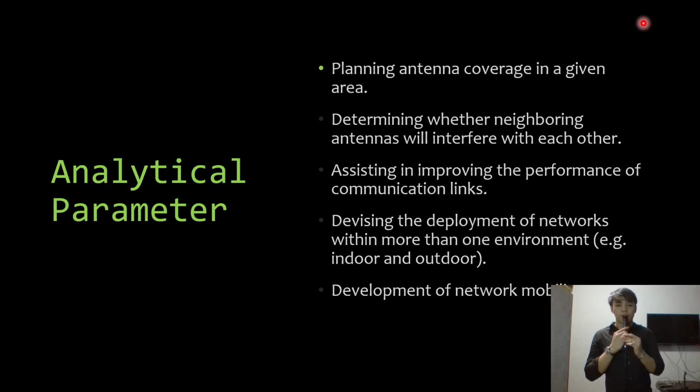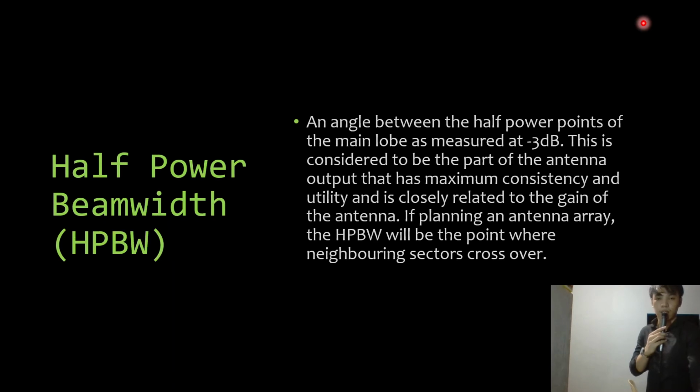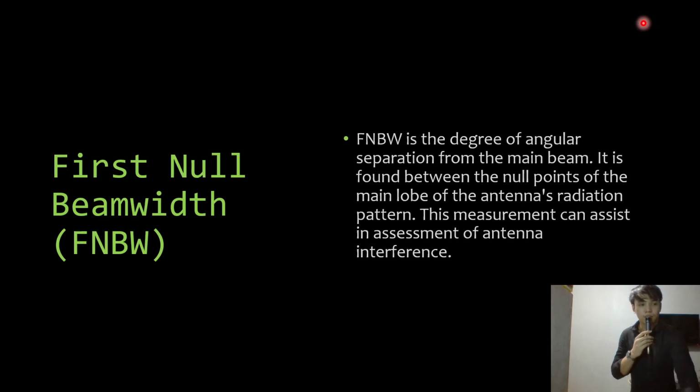One of the parameters to be considered is the development of the network mobility. So half power beamwidth is an angle between the half power points of the main lobe as measured at -3 decibels. So if planning an antenna array, the half power beamwidth will be the point where neighboring sectors cross over.